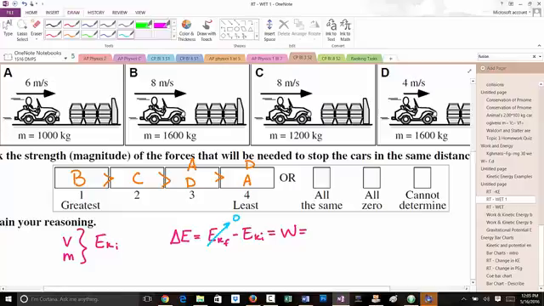Okay, so are we okay with this statement? Then the change in kinetic energy is final minus initial. And the final is 0, so the change in energy is the opposite of the initial. And that's equal to work. This is the work energy theorem. That makes sense, right? Life is good so far.